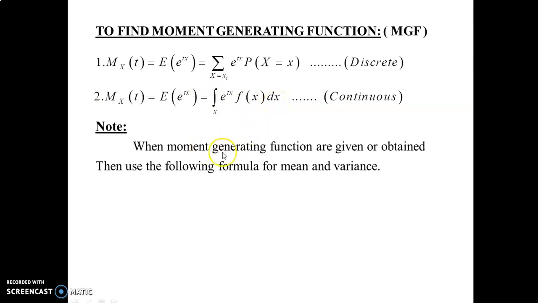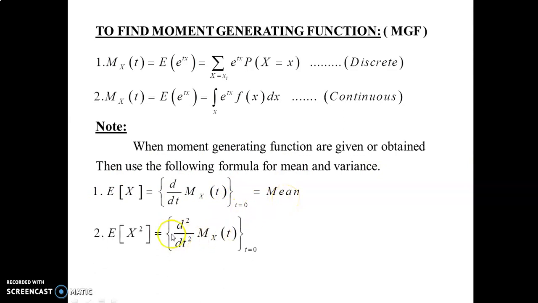Note, when the moment generating function is given or obtained, use the following formulas for mean and variance. Mean: E of x is equal to d by dt of Mx of t at t equal to 0, equal to mean. This formula is used only when the moment generating function is given or obtained. To find mean and variance use these formulas. E of x is equal to d by dt of Mx of t at t equal to 0, equal to mean. Second, E of x square is equal to d square by dt square of Mx of t at t equal to 0. Third, variance formula is E of x square minus E of x whole square.